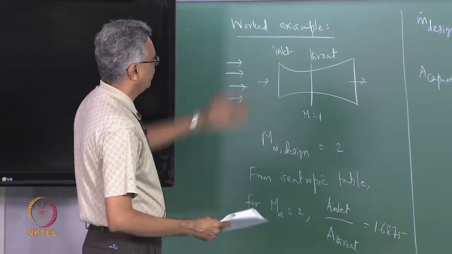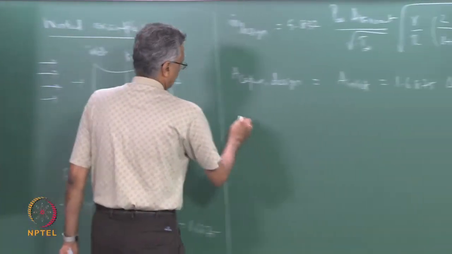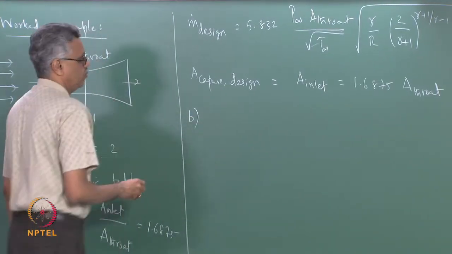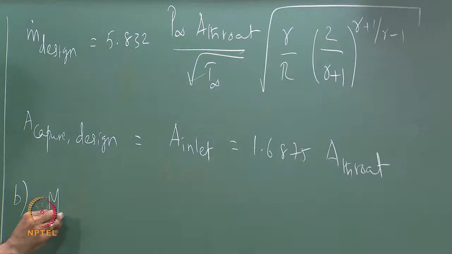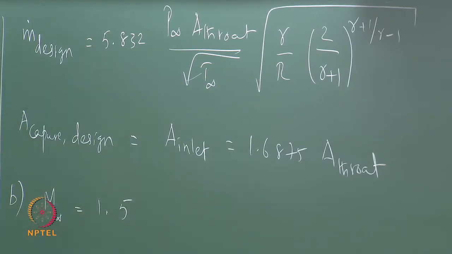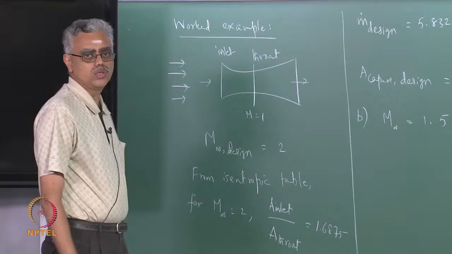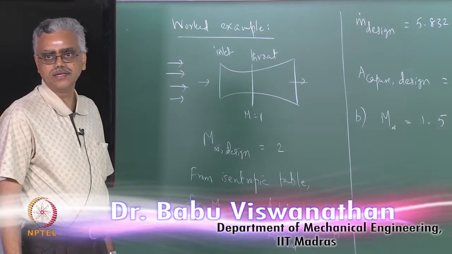Now, we are going to calculate the same quantities for an off design Mach number. So, this is the next part. The off design Mach number here we take to be 1.5. How do these quantities change when the Mach number is reduced to 1.5? This means that the intake is actually trying to swallow less amount of mass than design operating condition.